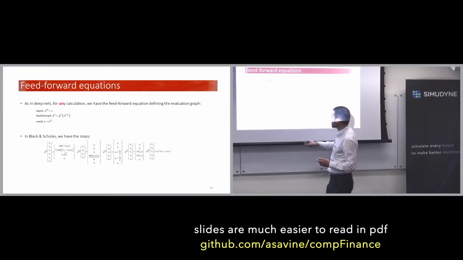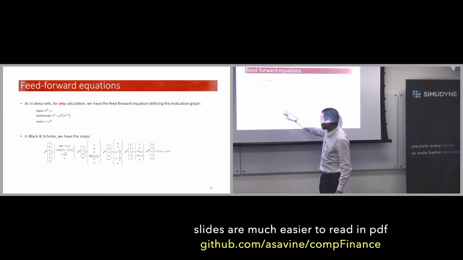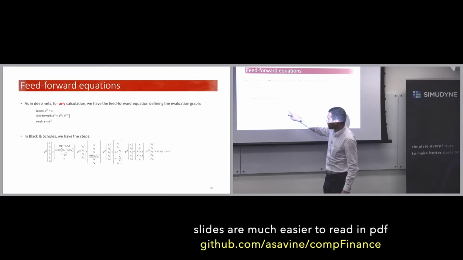Because, for instance, here you see I have log of x2 divided by x4, then again divided by x3. This is not an elementary building block. This is the composition of 3 elementary building blocks. First, I divide x2 by x4, then I apply logarithm, then I divide the result by x3. So this is not one building block.